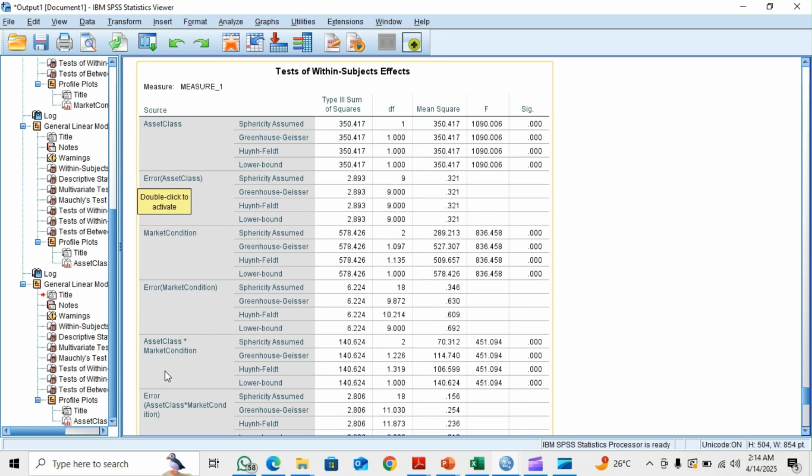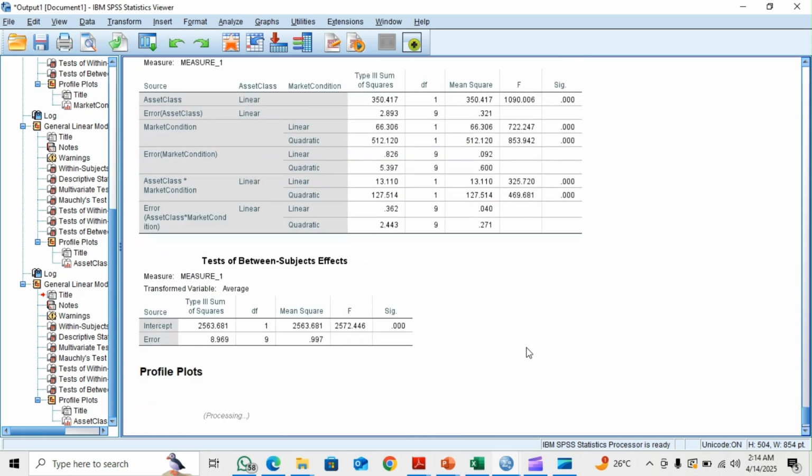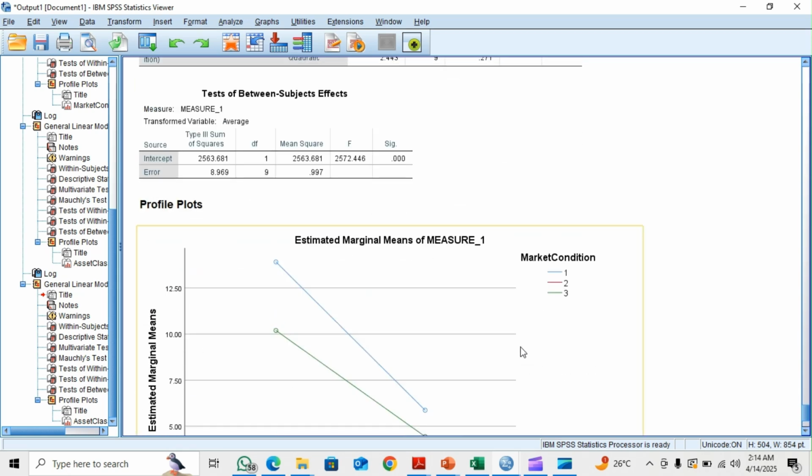Now we have the interaction effect. As you can see, asset class and market condition, we see that there is also a significant interaction effect on the return on investment. So we can clearly see that there is a significant interaction effect of asset class and market condition on investment return. Now let's see how the two variables are interacting.